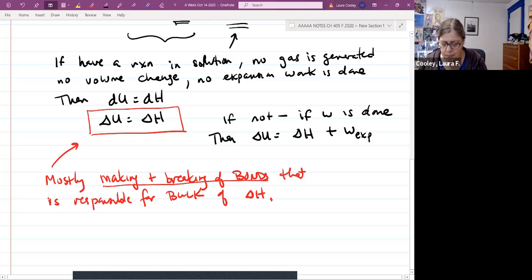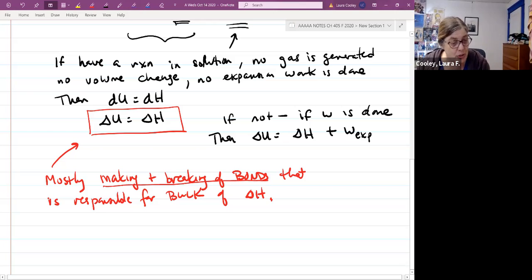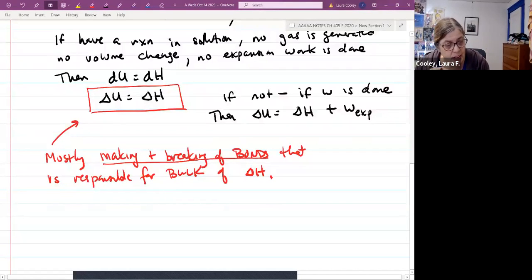And so, yeah. Then there are some other things that affect delta U and delta H, which we're going to handle. We're going to derive equations for that. So we actually do need to consider cases where work is done and these two things differ. So what happens when work is done?